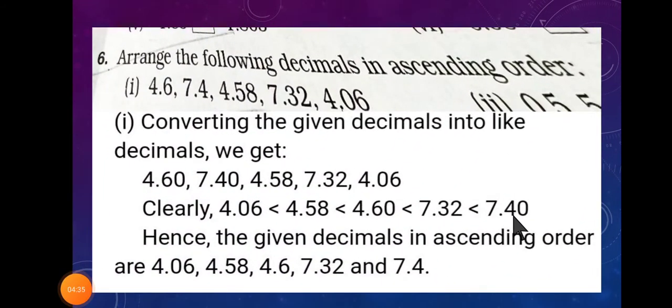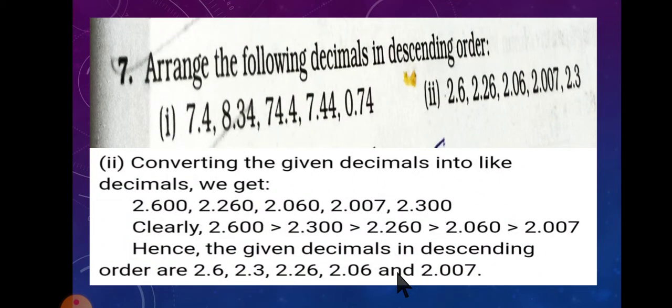So finally, the given decimals in ascending order are 4.06, 4.58, 4.6, 7.32 and 7.4. Let's see our next question.